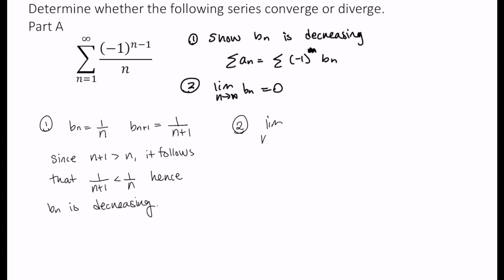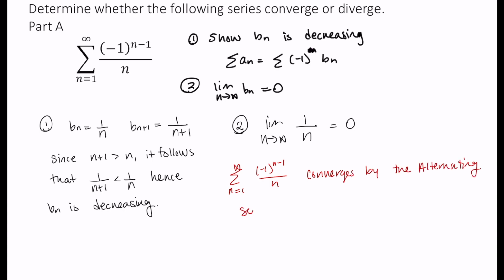Let's look at the limit as n approaches infinity of the sum from n equals 1 to infinity. Oh, excuse me, what am I doing? Of 1 over n. So just our b sub n, that's certainly 0. Okay, so what have we established here? We've established that this series, this alternating harmonic series, converges by the alternating series test, which you'll often see written in shorthand as AST.